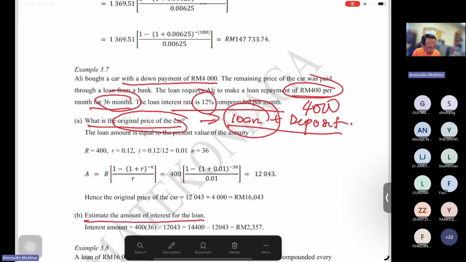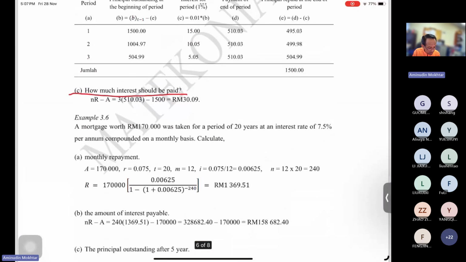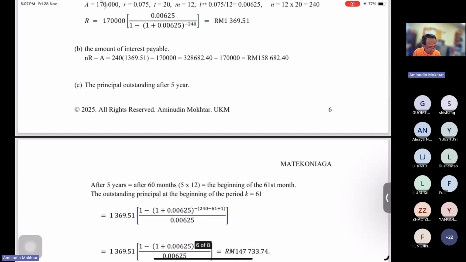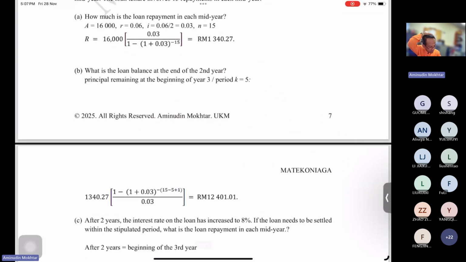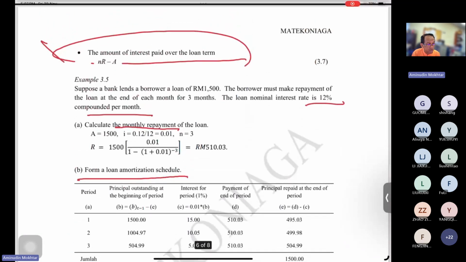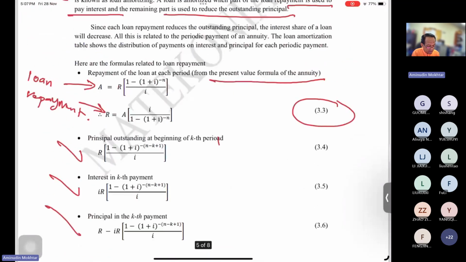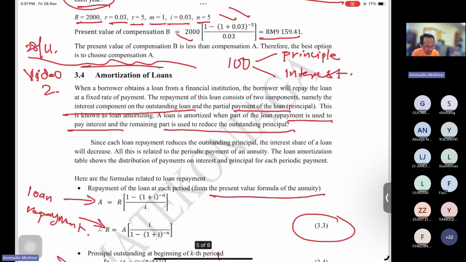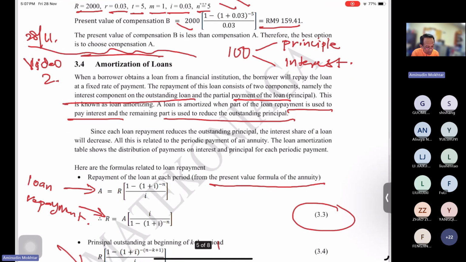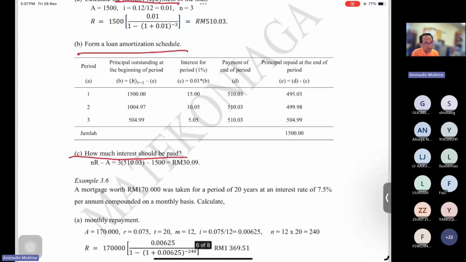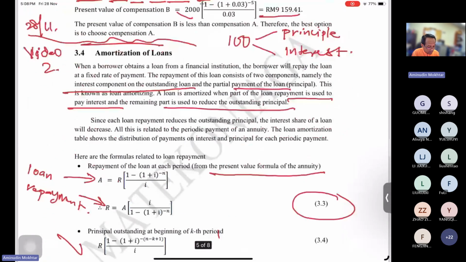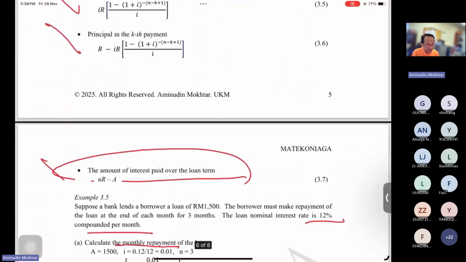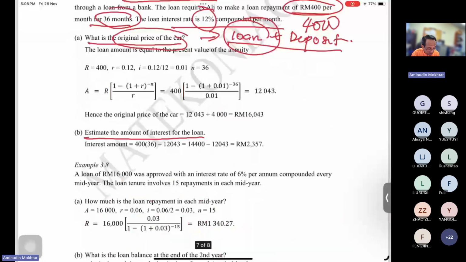Okay, the other examples, I hope you can try to answer, all the examples in 3.6 and 3.8, and also all the questions in the exercise, especially for topic 2 and topic 3, related to financial mathematics. The second topic is about compound interest, nominal interest and simple interest. The third topic is about annuity, related to the future value of annuity, present value of annuity, and also the amortization of loan. That's all for topic number 3.